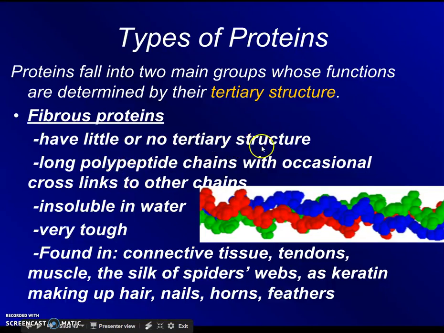Fibrous proteins do not have tertiary structures. They have primary or secondary. So they're just these long, spiral, twisted chains of amino acids. They are insoluble in water and very tough. Examples of fibrous proteins: connective tissue, tendons, muscle, silk, hair, nails, horns, and feathers. Just some examples of fibrous proteins in living things. So you might take a secondary structure and then coil it around another one and another one, and they get very tough, and they're not soluble in water, as most of these things are very tough and insoluble.